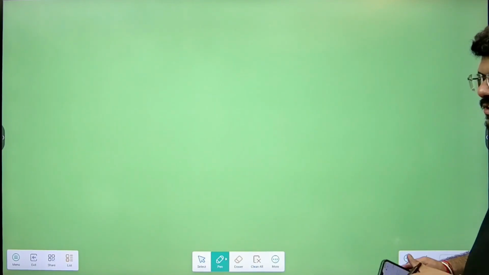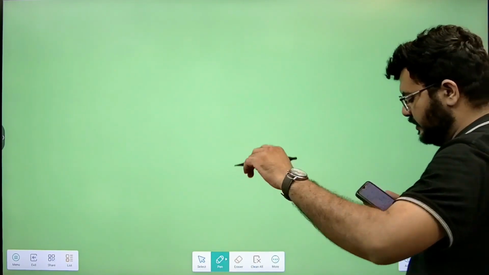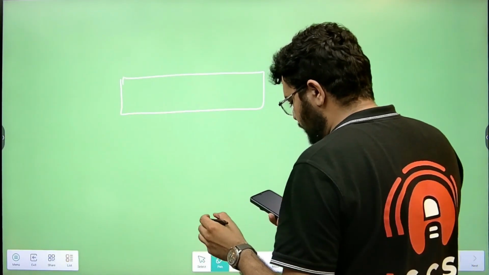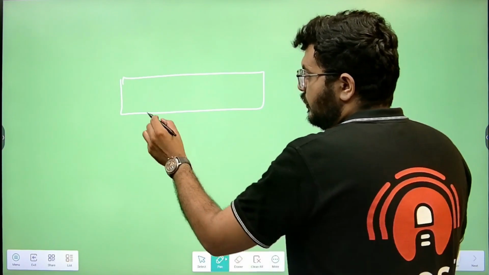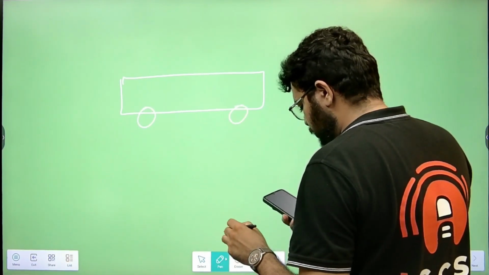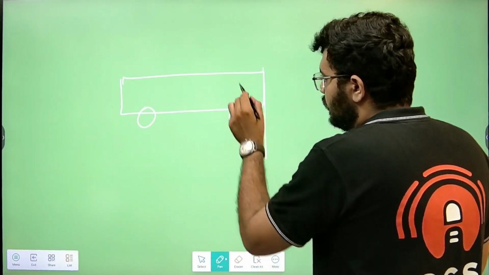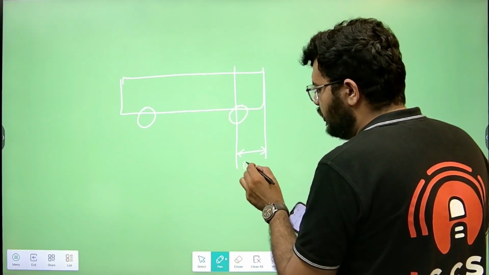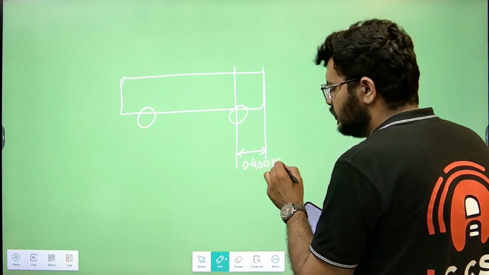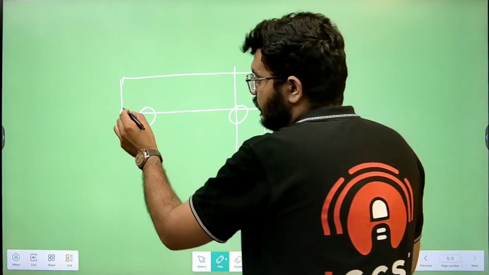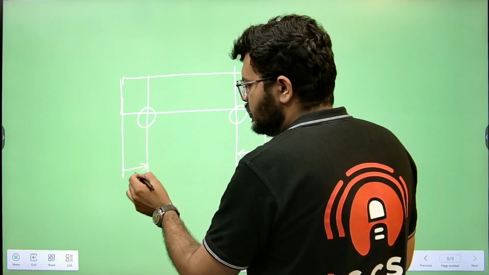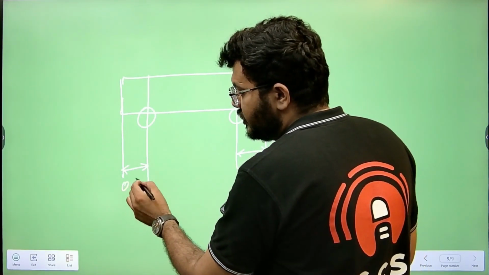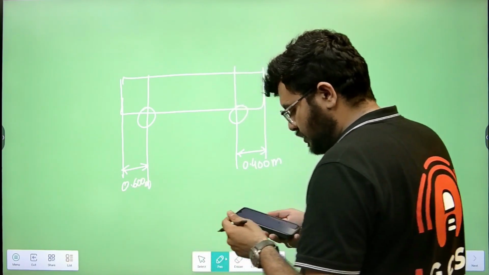So Nitish has a question, right? This is a question of moments. This is from the worksheet we have. I can't draw a van, so this is how it is. These are the two wheels of the van. This distance is 0.400 meter. This distance is 0.600 meter, right?